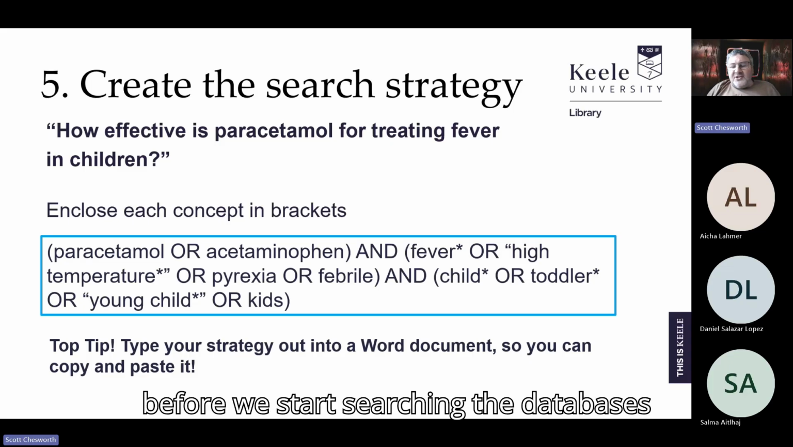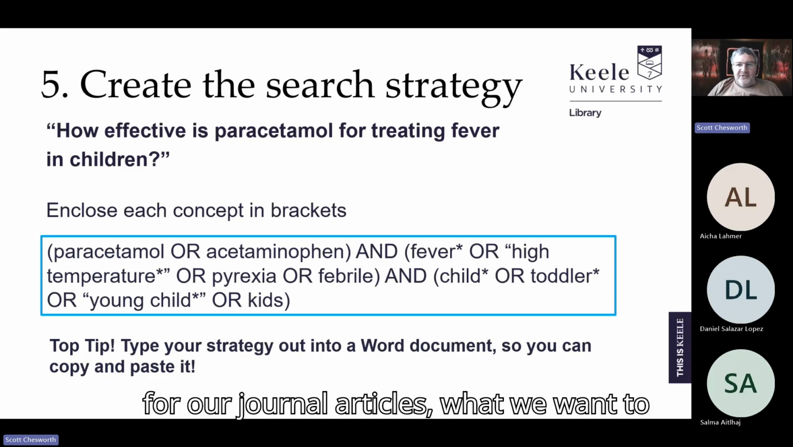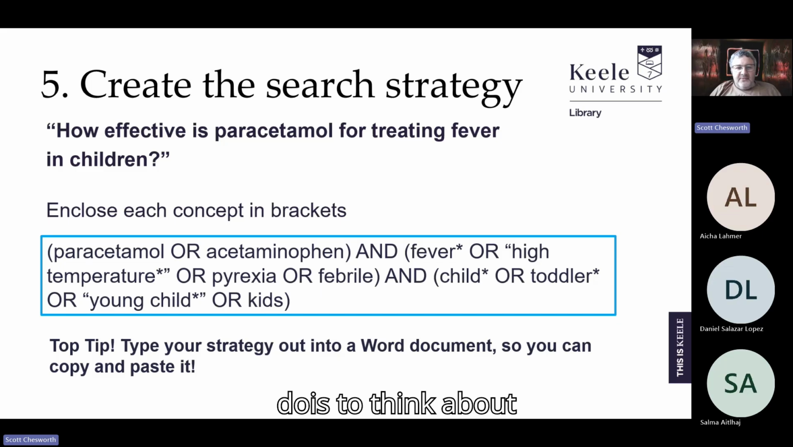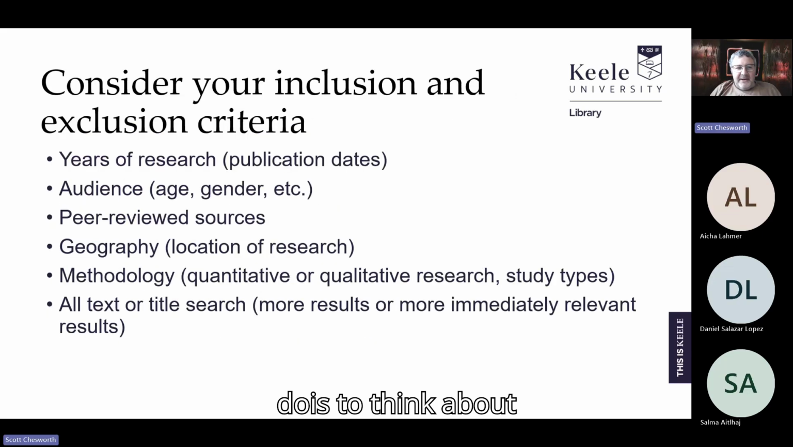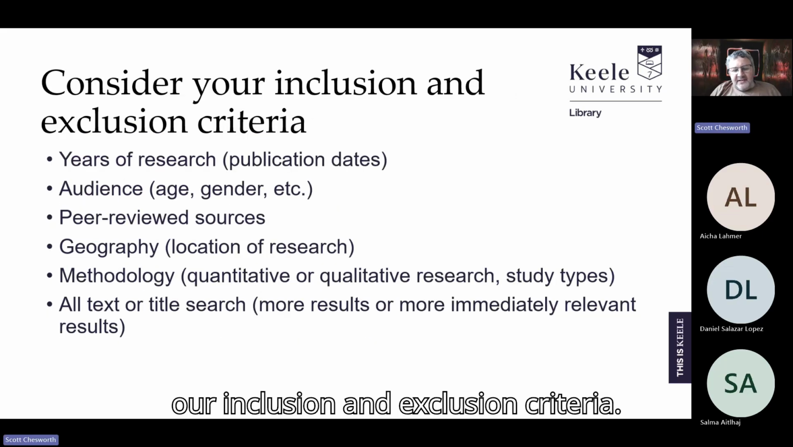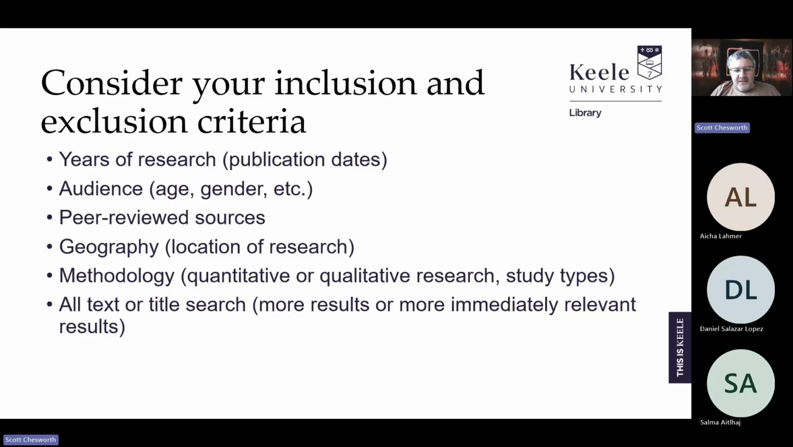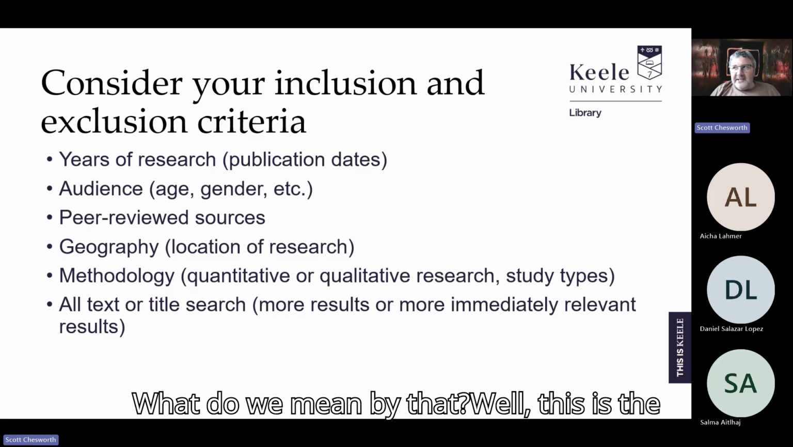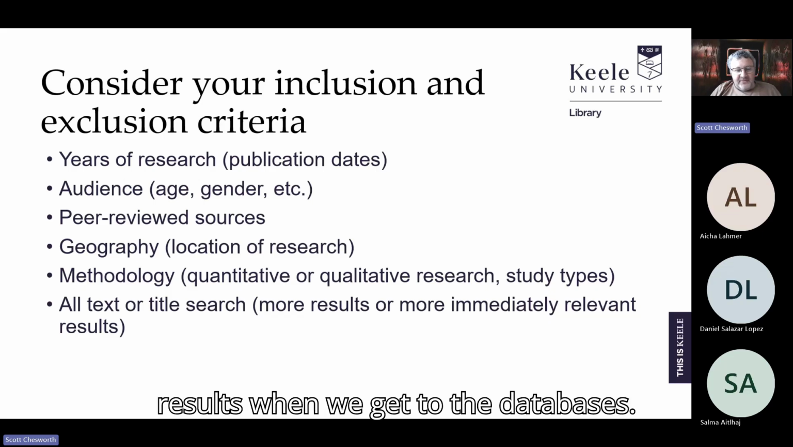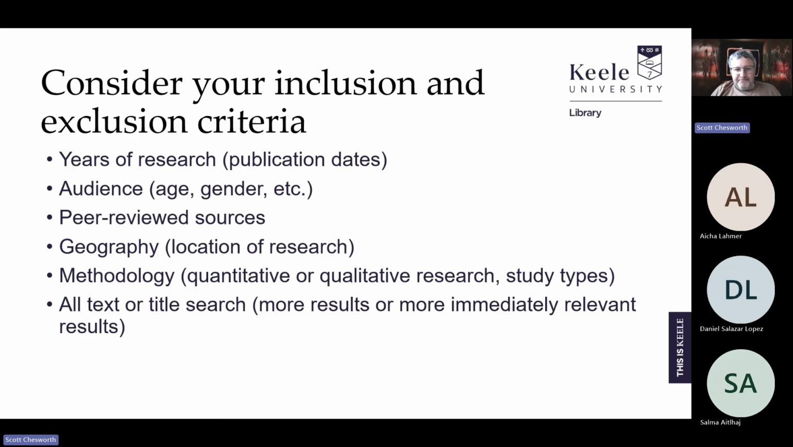But before we start searching the databases for our journal articles, we want to think about our inclusion and exclusion criteria. What do we mean by that? Well, this is the way that we're going to refine our results when we get to the databases. How can you do that?